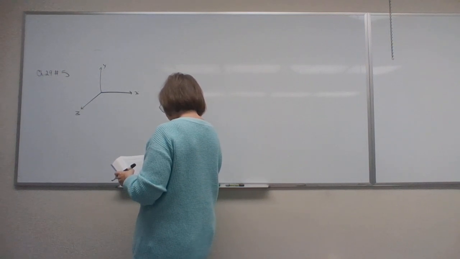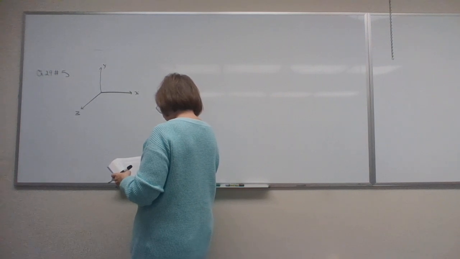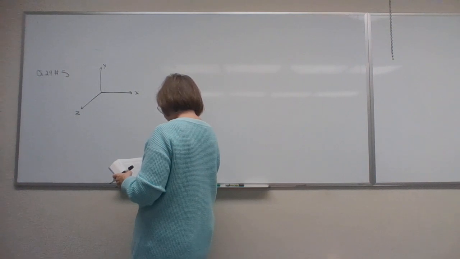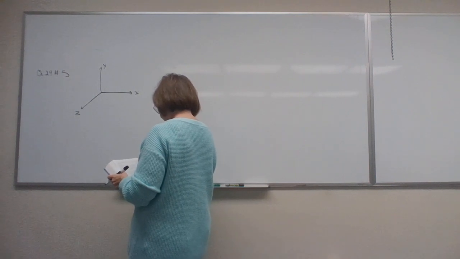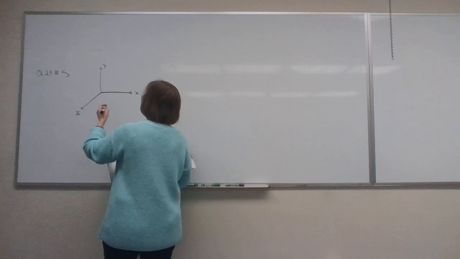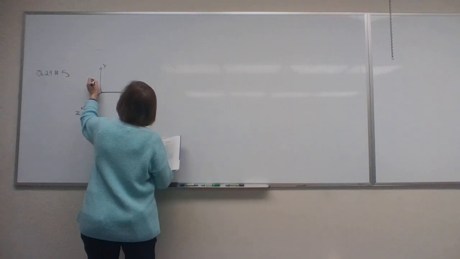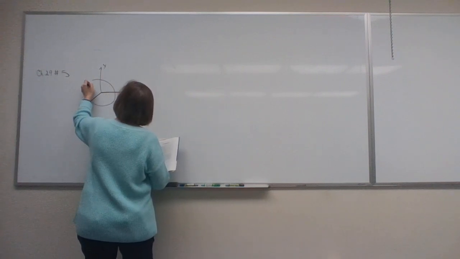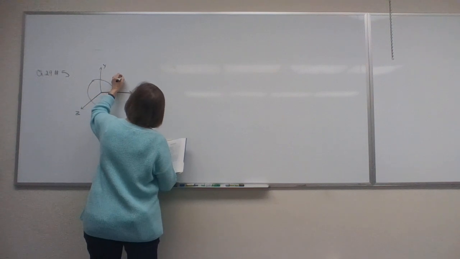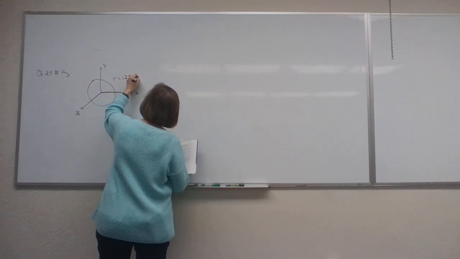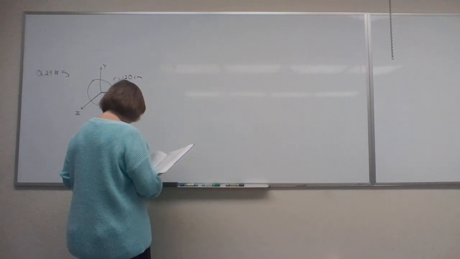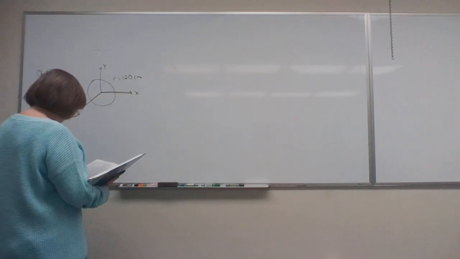A circular loop of wire, radius 12 centimeters, okay, is located in a region of uniform magnetic field. Okay. So, there's our loop with a 12 centimeter radius. Our magnetic field is along the z-axis.